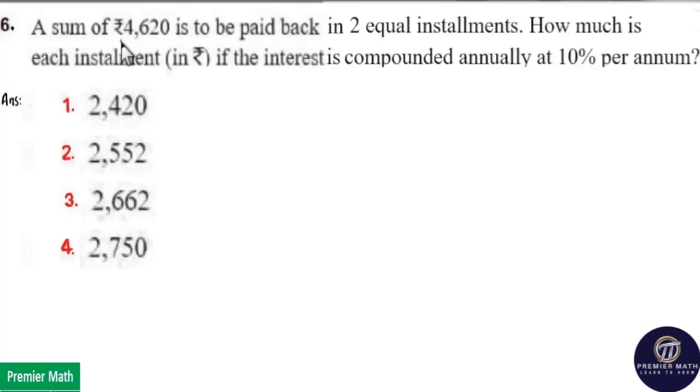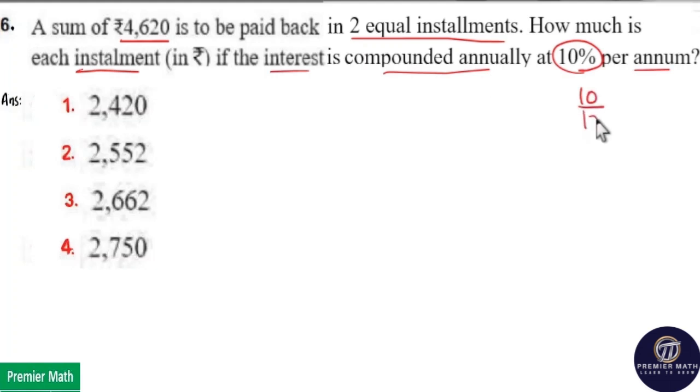A sum of rupees 4620 is to be paid back in 2 equal installments. How much is each installment if the interest is compounded annually at 10% per annum? Compounded annually means interest on interest at the end of the year.